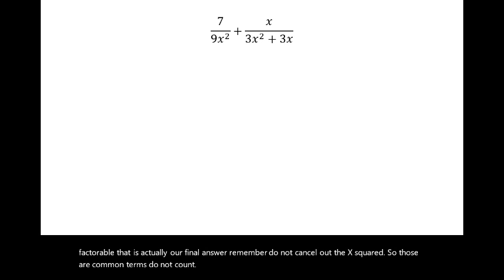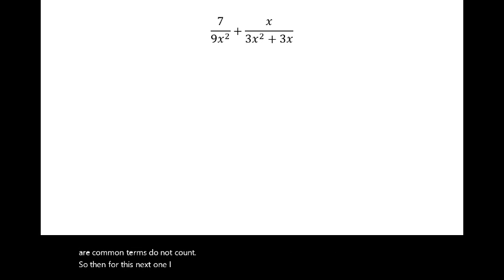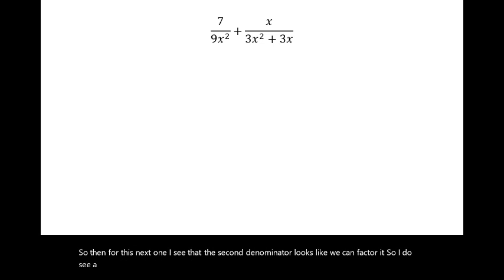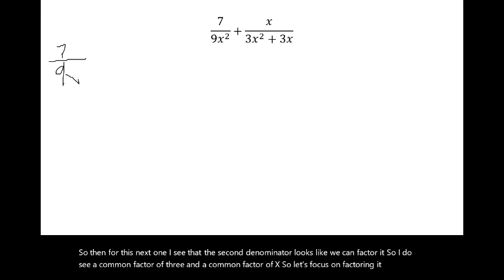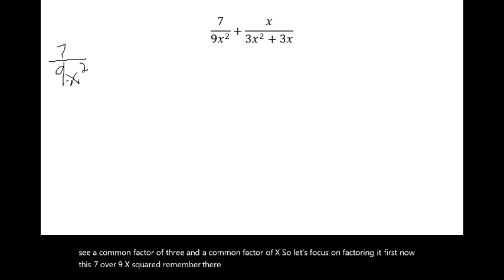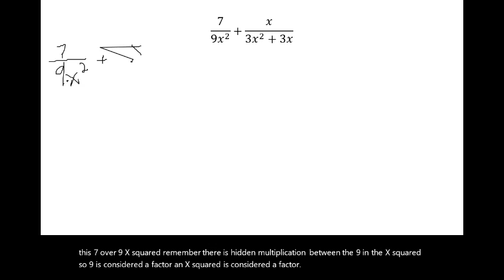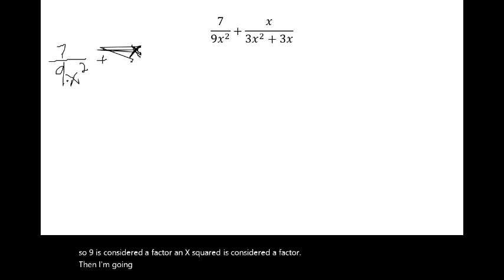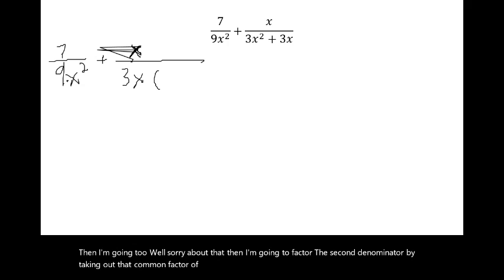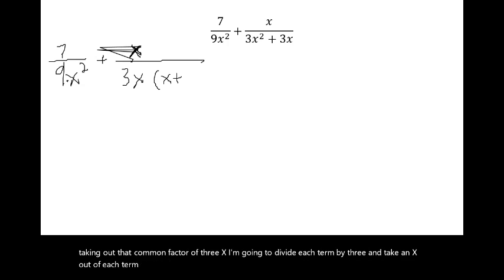So for this next one, I see that the second denominator looks like we can factor it. I do see a common factor of 3 and a common factor of x, so let's focus on factoring it first. Now, this 7 over 9x squared, remember, there is hidden multiplication between the 9 and the x squared. So 9 is considered a factor and x squared is considered a factor. Then I'm going to factor the second denominator by taking out that common factor of 3x. I'm going to divide each term by 3 and take an x out of each term, which gives us x plus 3 divided by 3 is 1.